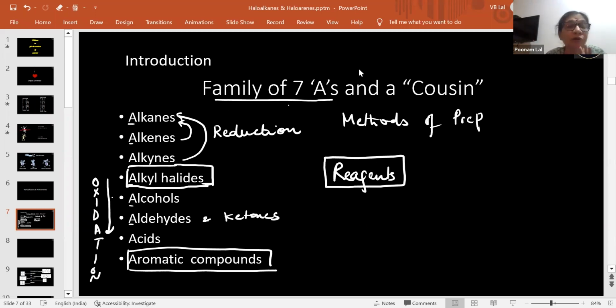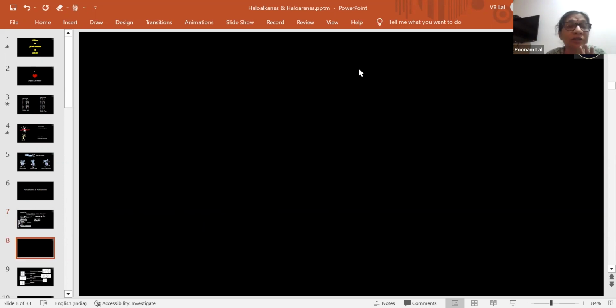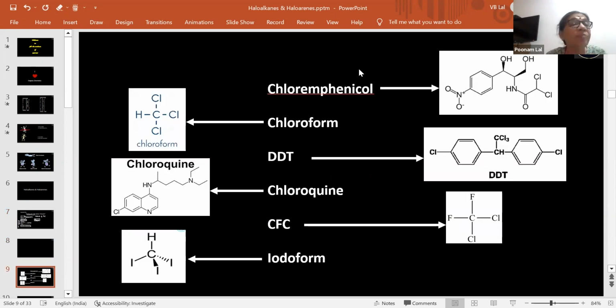So the first thing that you have to learn in this chapter, these questions also often come in organic chemistry, in your MCQs also. And I always feel it is important to relate the chemistry to everyday life. Where do we use haloalkanes or alkyl halides in everyday life? Now this is the first one. This is chloramphenicol. This is an antibiotic.